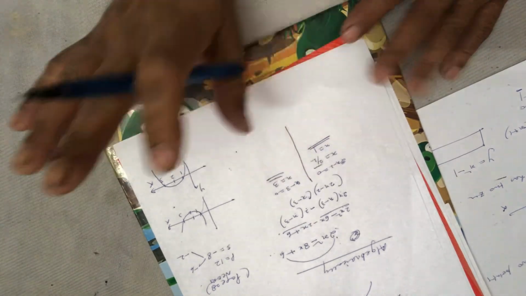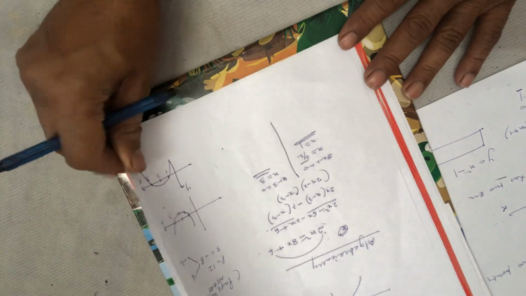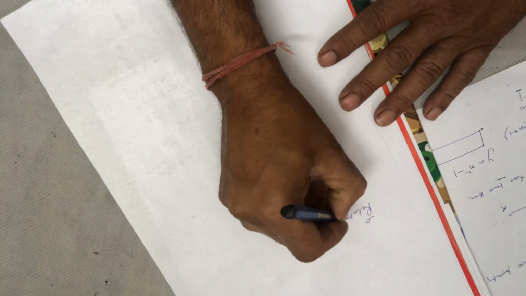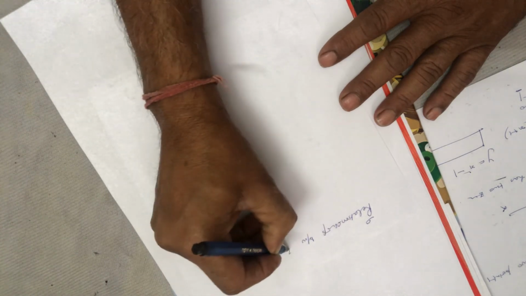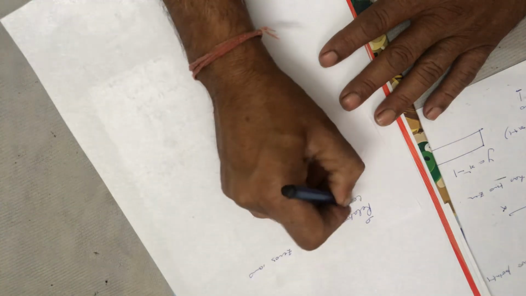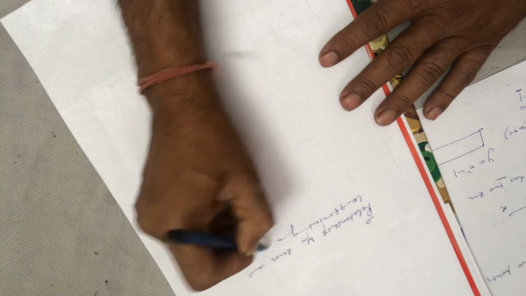So now we are going to get the relationship between zeros and coefficients of a quadratic polynomial.